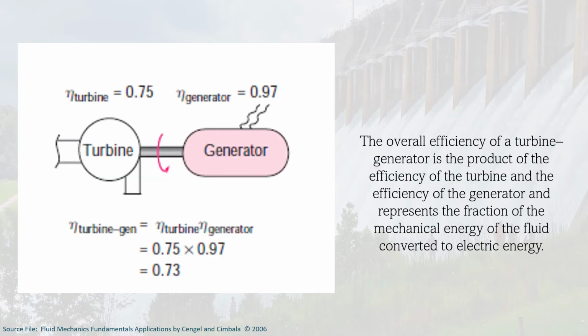And they can be written in this way: electrical output divided by shaft input. Say for example, we have here a turbine generator. The overall efficiency of a turbine generator is the product of the efficiency of the turbine and the efficiency of the generator. And it represents the fraction of the mechanical energy of the fluid that is extracted by the turbine and converted to electrical energy by the generator. As you can see here, the efficiency of the turbine is 0.75. The efficiency of the generator is 0.97. So the turbine generator overall efficiency is just the product of these two efficiencies.